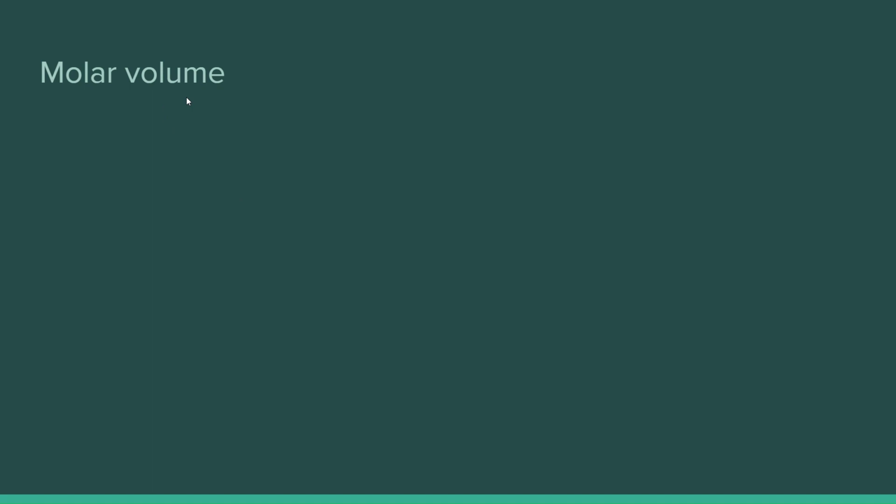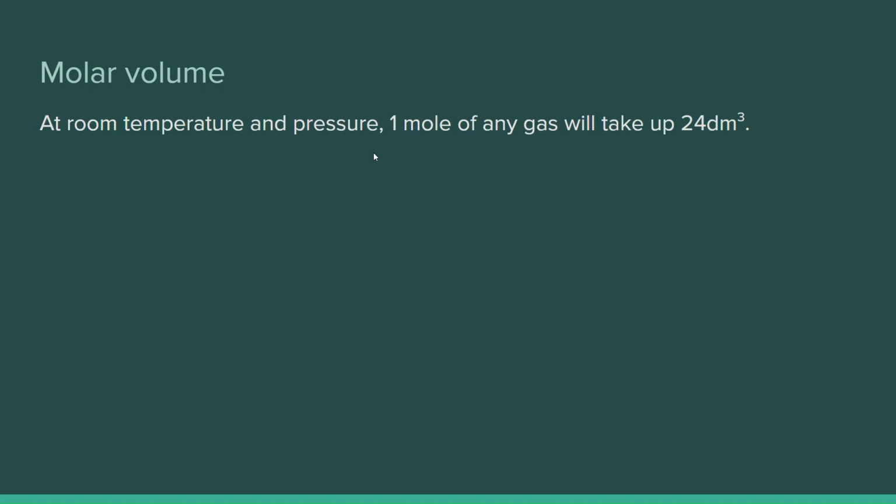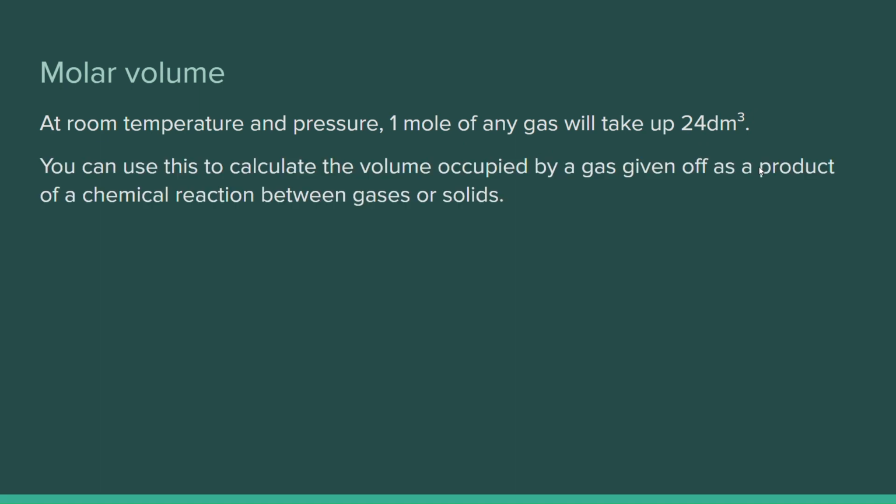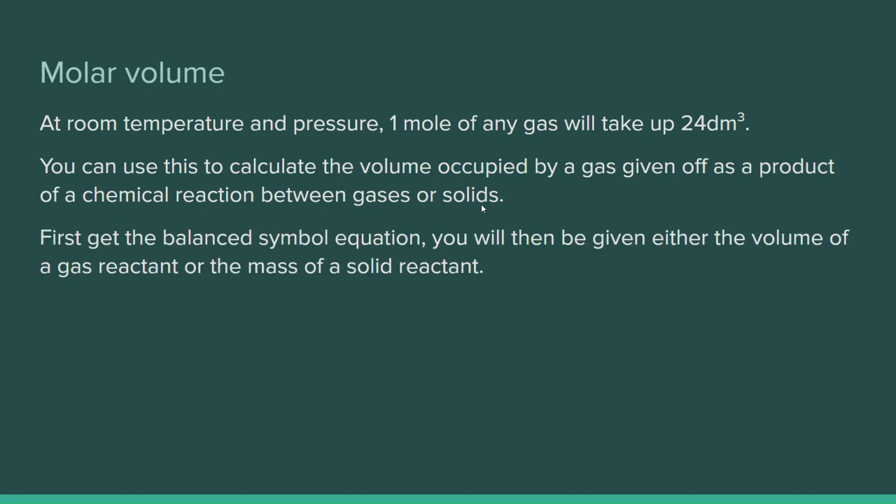So, monitoring and controlling chemical reactions. First we've got the molar volume, which is quite simple. At room temperature and pressure, 1 mole of any gas will take up 24 decimeters cubed. Doesn't matter which gas it is, it will take up that amount of volume. So you can use this to calculate the volume occupied by a gas given off as a product of a chemical reaction. If the reactants are gases or solids, it's slightly different for them.